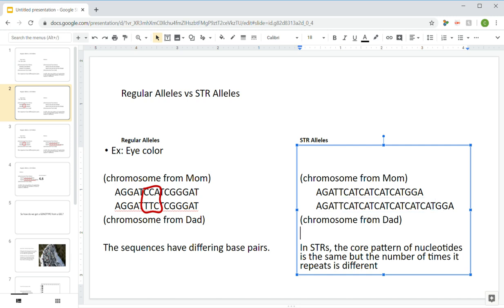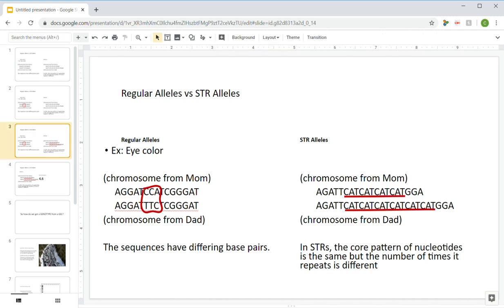Okay, so the sequences are pretty much the same. It's just the number of times that this little guy is repeating that is different. And that's the difference between those two. So how do we make a genotype out of that?